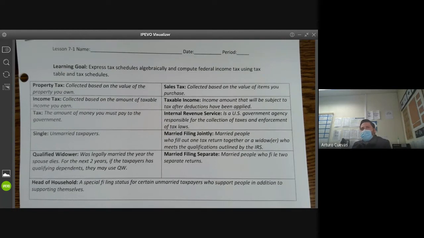Question for the class. Do your parents do taxes by themselves or do they hire someone? You guys know? Raise your hand if you know your parents do their taxes by themselves. Okay, 1, 2, 3. Raise your hand if you know that your parents pay someone to do the taxes for them. About how much do they charge to do your taxes, roughly?